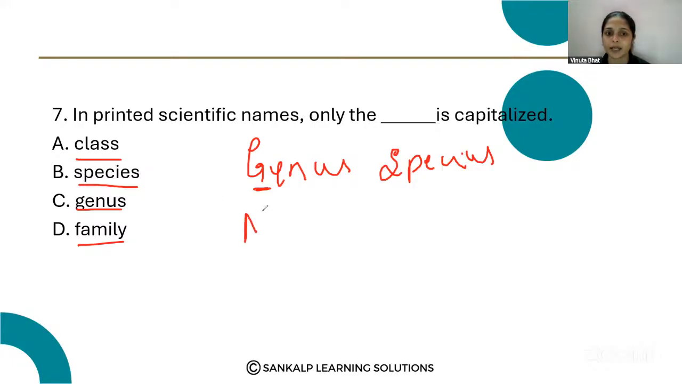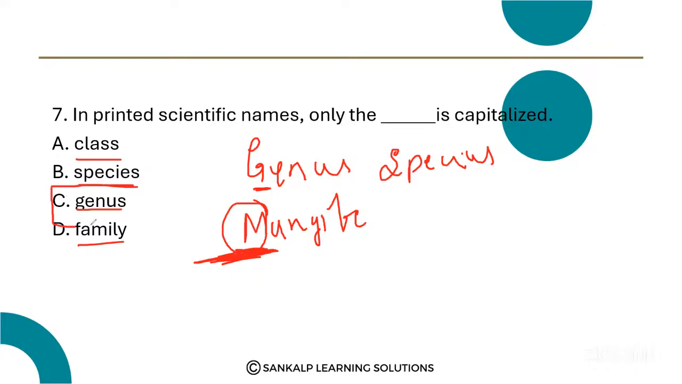For example, Mangifera: the first letter should be capital. So the correct answer is option C. In printed scientific names, only the first letter of the genus should be capitalized. Here the correct answer is genus. Please note down this question.